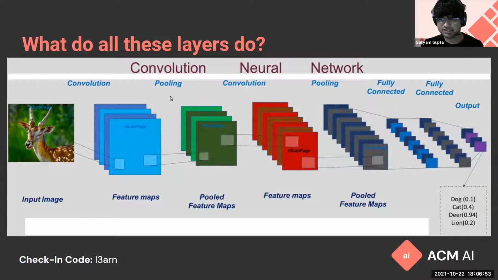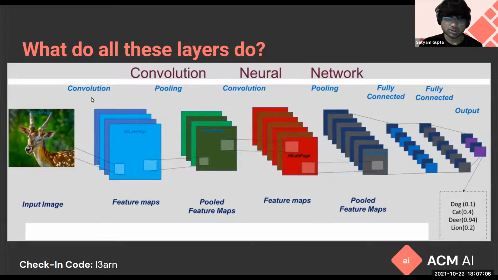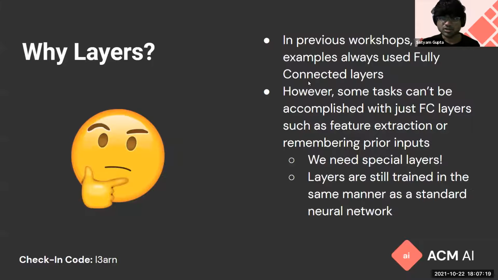So this is a basic convolutional neural network. And even if right now you don't understand what all of these layers are or what they're doing, no worries. What we can do is we'll go through all of them: convolutional, pooling, fully connected, and all that. But this is what a convolutional neural network looks like.